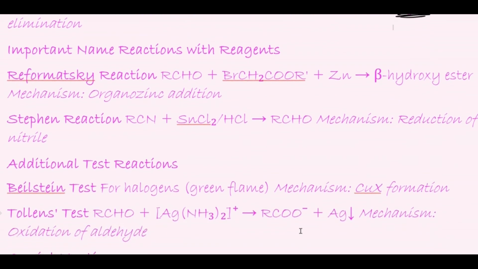Reimer-Tiemann, Kolbe synthesis, Stephen reaction. This is super important for the formation of aldehyde. In the preparation of aldehyde, you could see the Stephen reaction. Stephen ends with N, so cyanide to aldehyde. You can remember it like that, and it starts with S. So SnCl2 and HCl. So the reduction of nitrile forms aldehyde.